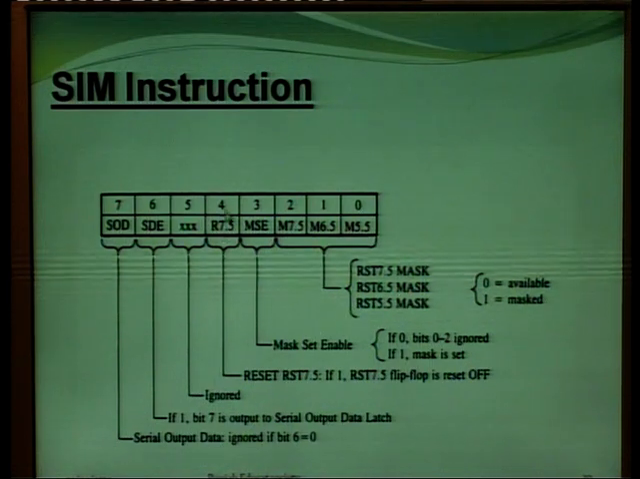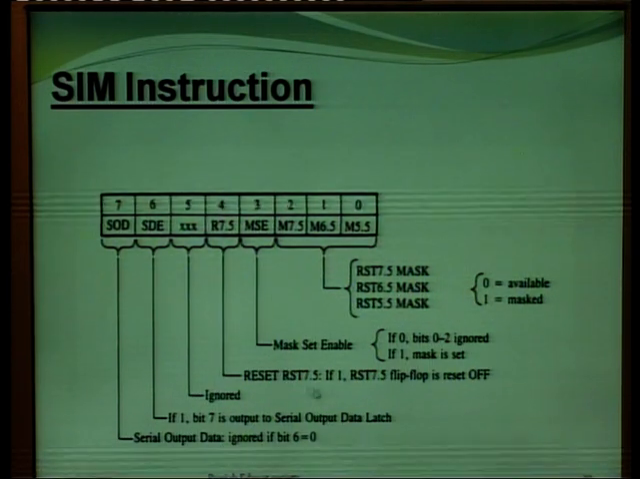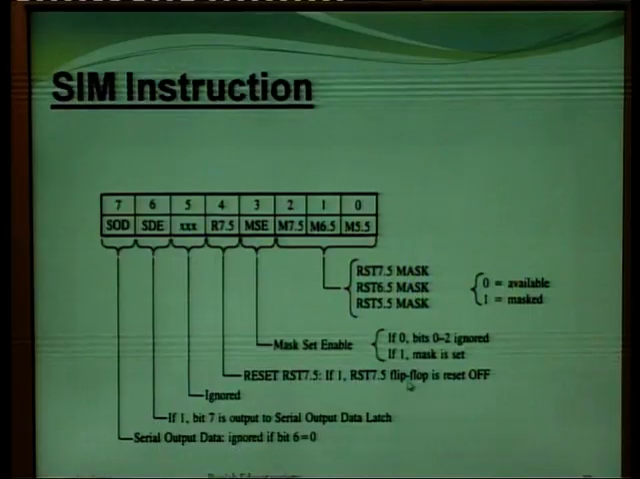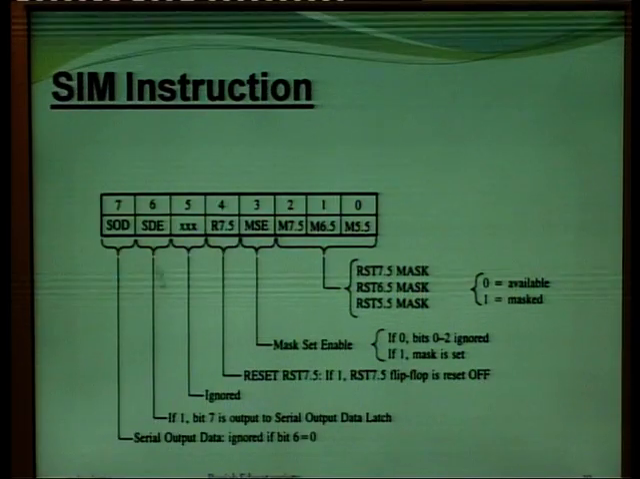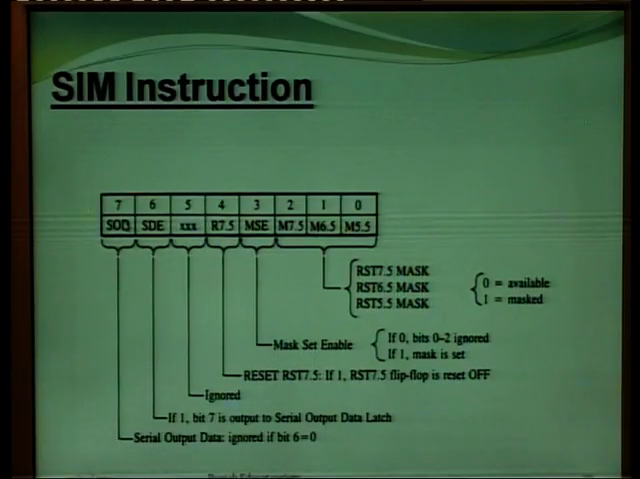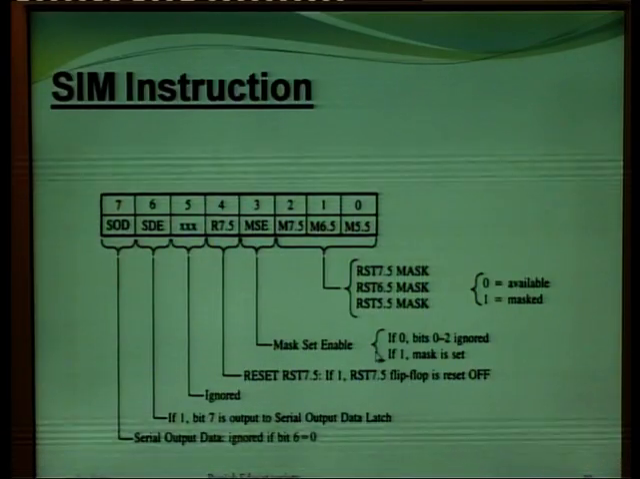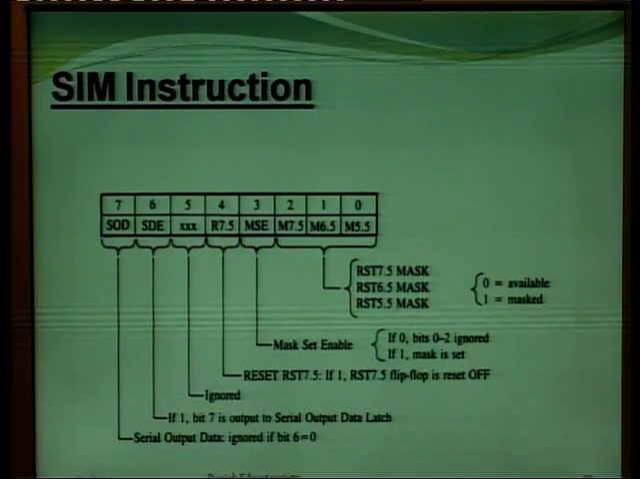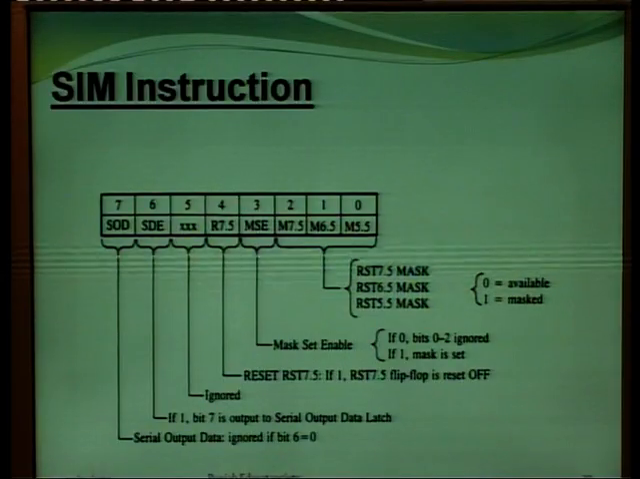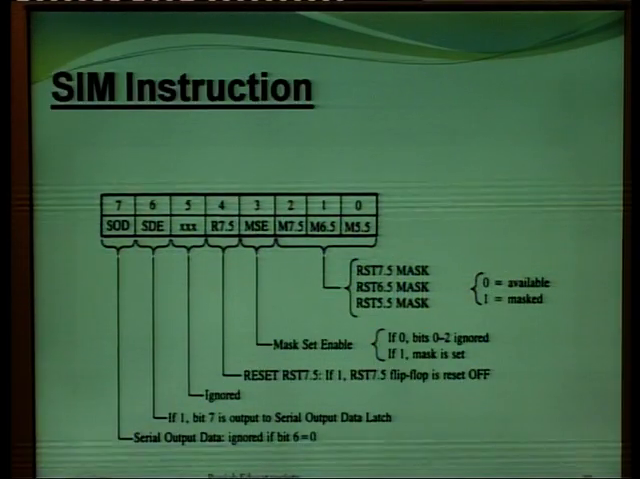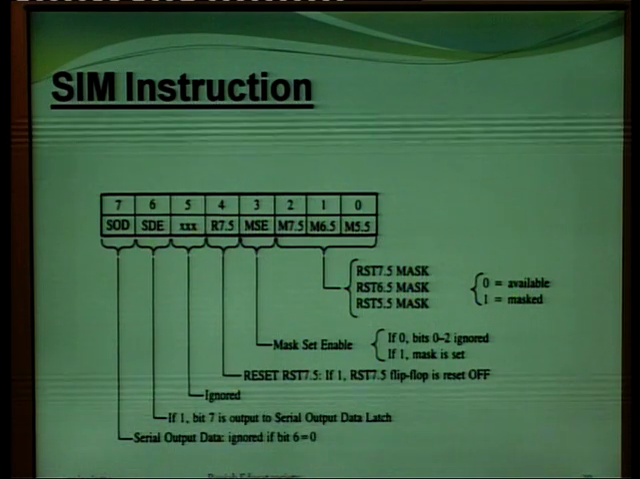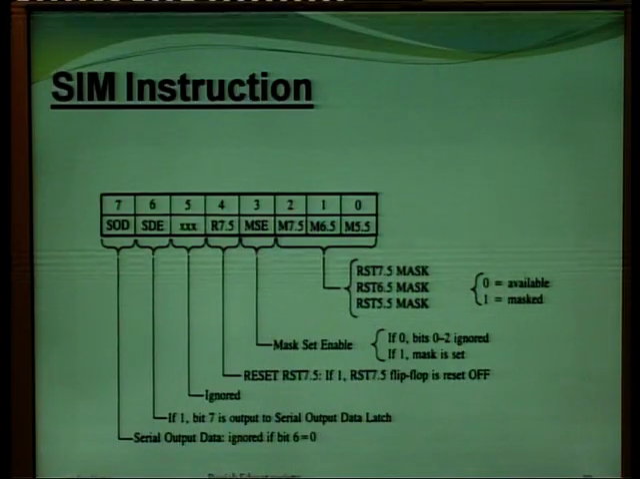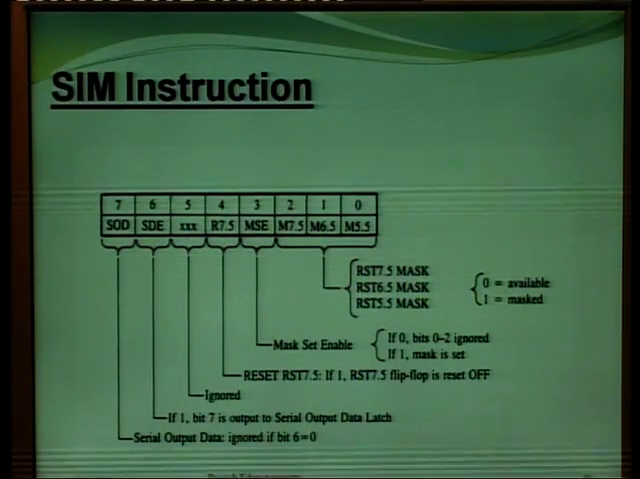For RST 7.5, this bit is used to reset RST 7.5. If it is 1, the RST 7.5 flip flop is reset, that is off. Bit number 5 is ignored. Bit numbers 6 and 7 are used for serial data communication. Bit number 7 is the serial output data, and the data is output serially if bit number 6 is 1, otherwise it is ignored if bit 6 is 0.